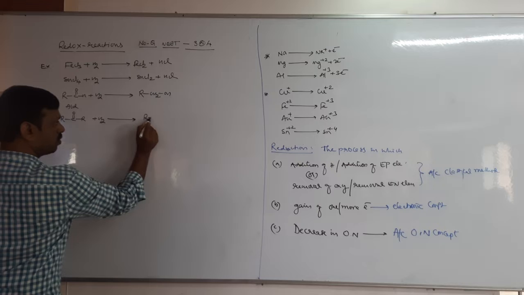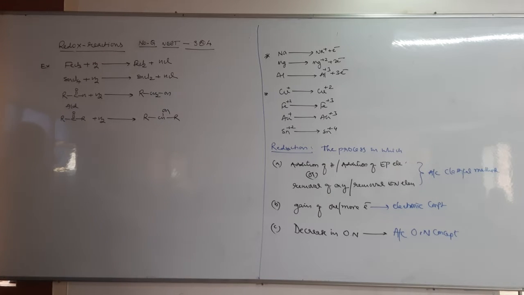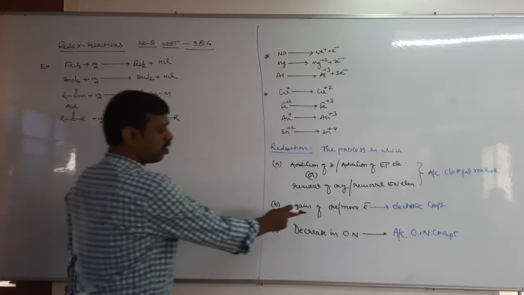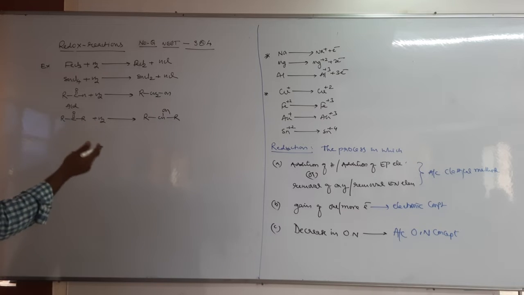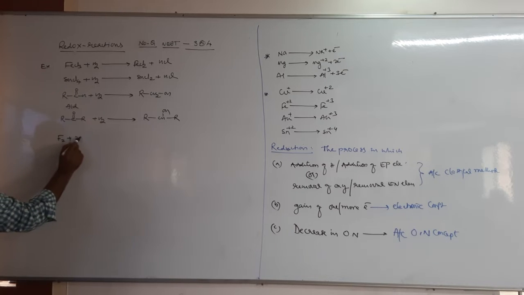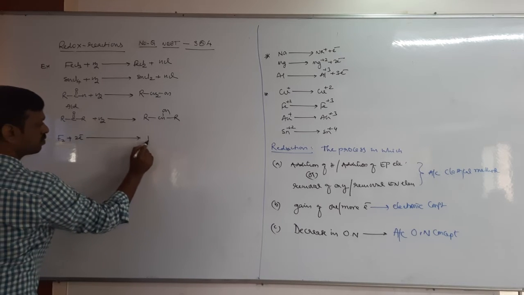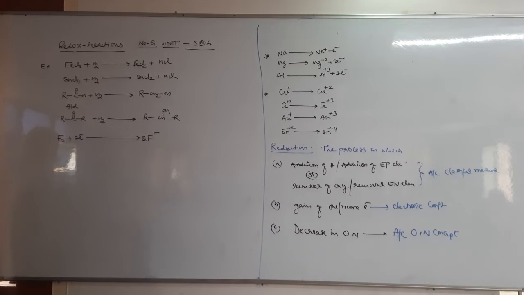Yeah, they form secondary alcohols. It is also reduction. Addition of hydrogen, no. Next, write some example for gain of one or more electrons. It is quite opposite. Like for example, take fluorine. Fluorine plus 2 electron, what does it form? 2F minus. Yes or no?